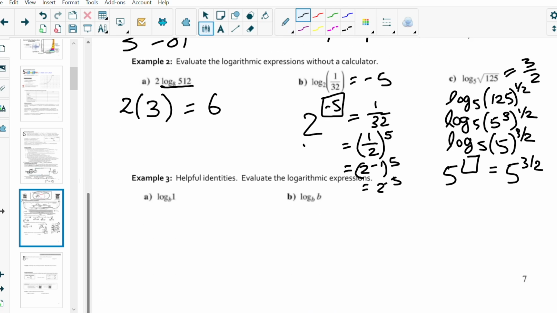Okay, all right. Helpful identities. Evaluate the logarithmic expressions. Log base b of 1. Well, take the base, apply the exponent. What exponent do I apply to get the argument? Take the base, apply the exponent to get the argument. Well, what does this exponent have to be to get 1? Well, 0.